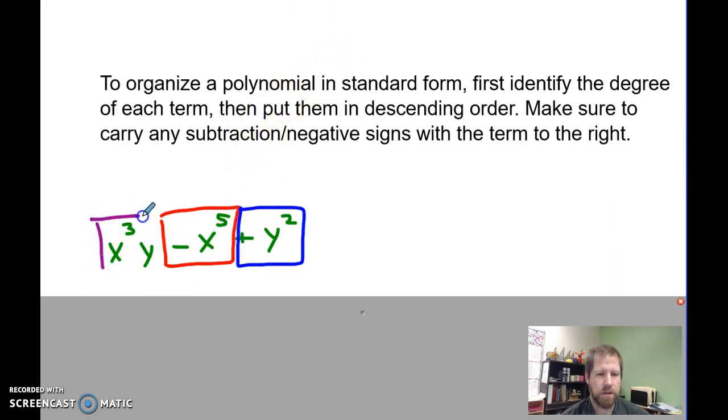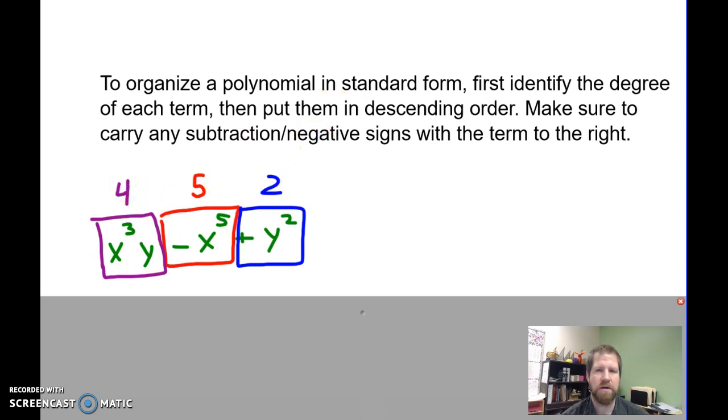So I've got these highlighted. You don't have to do this, but I'm going to do it for this one. I'm going to find the degree of each of my monomials, each of my terms. This is x to the 5th, so that's going to be a 5th degree. This is y to the 2nd, that's going to be a 2nd degree. This is x to the 3rd times y to the 1st, so that'll be a 4th degree.